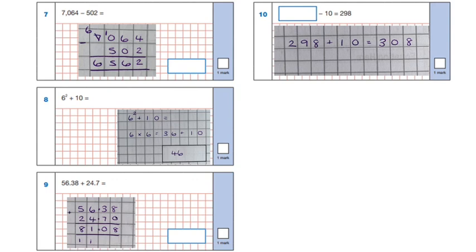And then the last one is a missing number question. Something subtract 10 equals 298, and as we always say, in one of these questions it is usually the inverse that you have to use. So instead of it being a subtract, we're going to add, because I'm essentially trying to find 10 more than 298. So there you have it, guys.